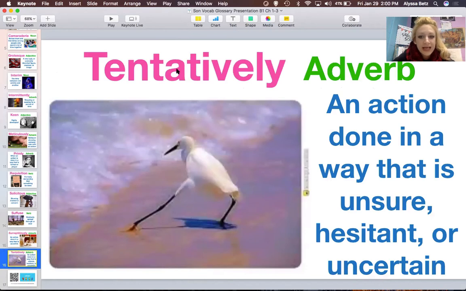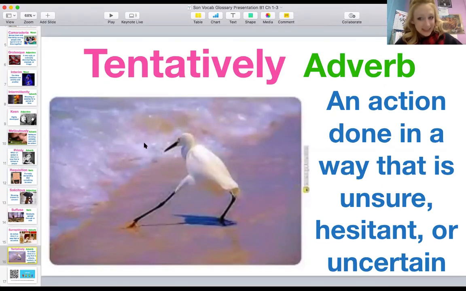And here's our last word, tentatively. This is an adverb. If something is done tentatively, it describes how a verb happens, how an action happens. If something is done tentatively, it's done in a way that is unsure or hesitant or uncertain. So I love this picture of a bird tentatively testing the water. The bird is unsure. Is it going to be cold? Is it like dangerous? I don't know what's going on. Feeling it out.